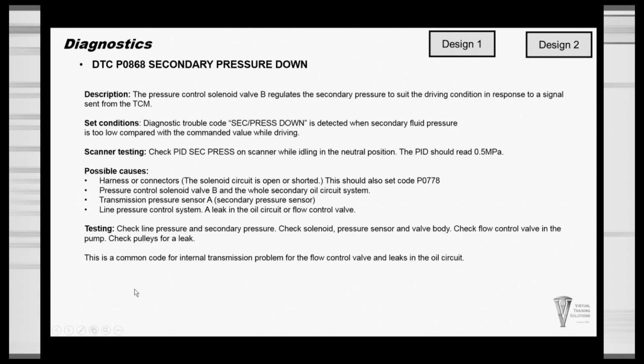Checking line pressure and secondary pressure is a good idea with this. A lot of times you can also do this on the scan tool. Drive it hard and you will see this code pop up. A lot of times this is the flow control valve in the valve body or in the pump.